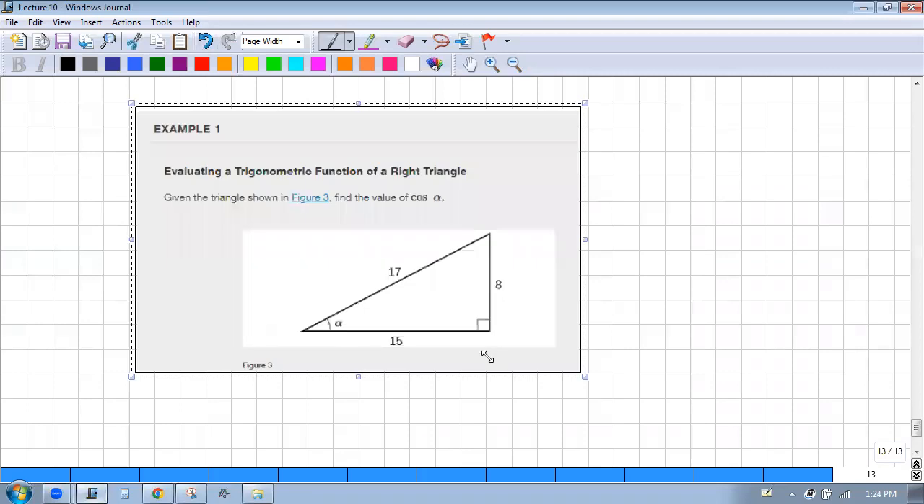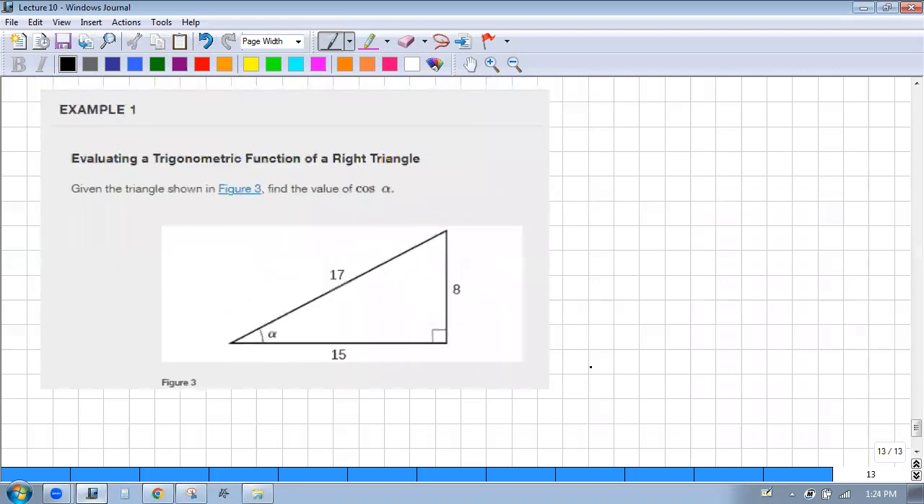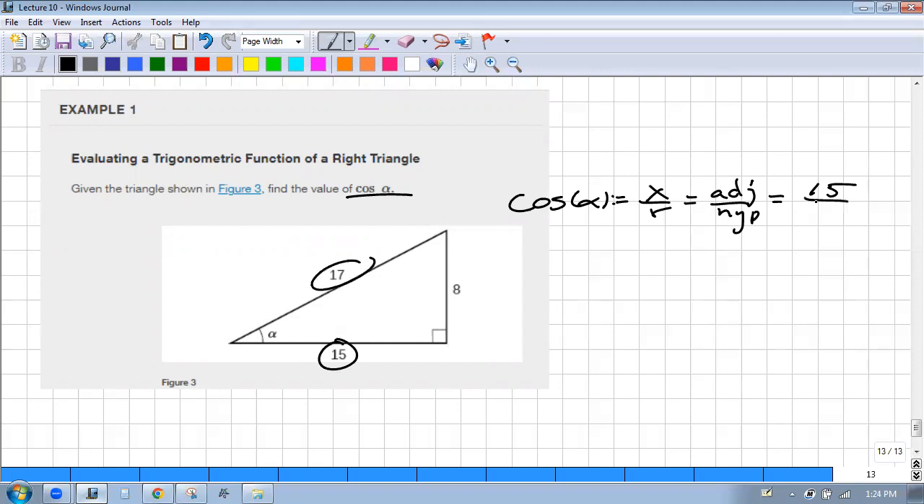Okay, here is a triangle. Find cosine of alpha. Well, cosine is X over R. What is it? It's the adjacent over hypotenuse, right? These are definitions. So adjacent over hypotenuse. I don't know what alpha is. I don't care what alpha is. I know what cosine of alpha is.